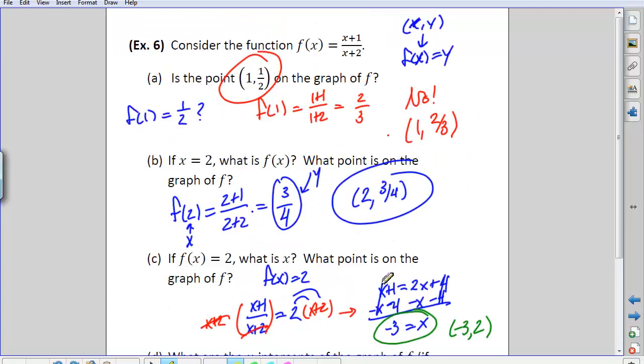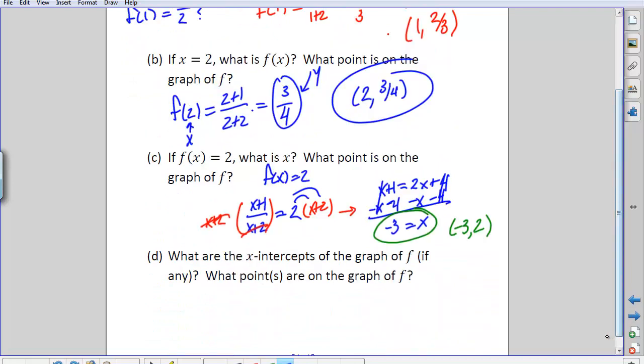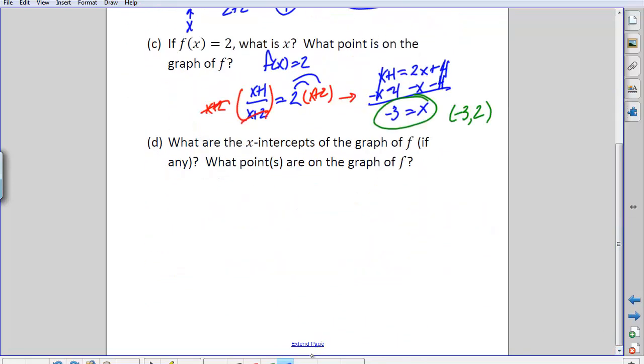So going back to this question, what are the x-intercepts of the graph of f? Well, that's just asking, okay, when is the y value equal to 0? Or in other words, we could ask, when is f of x equal to 0? Isn't that the same question? Y and f of x are interchangeable. So when is y 0? When is f of x equal to 0? Now notice that sets up basically the same question as part C. If f of x is 2, what is x? Here we're asking, well, if f of x is 0, what is x?